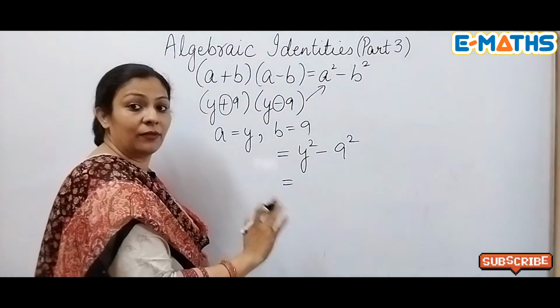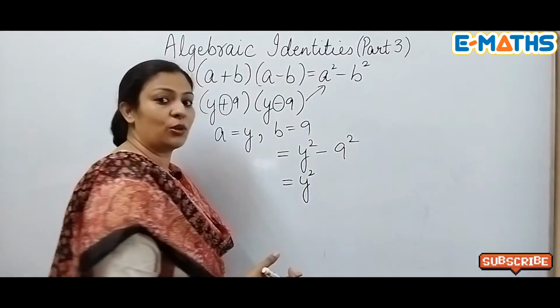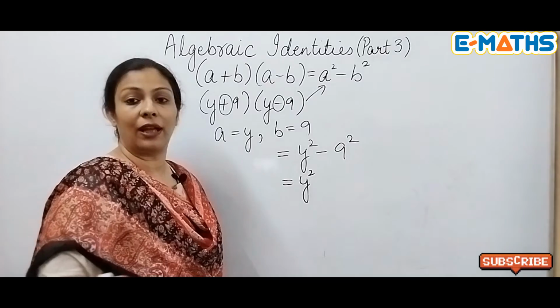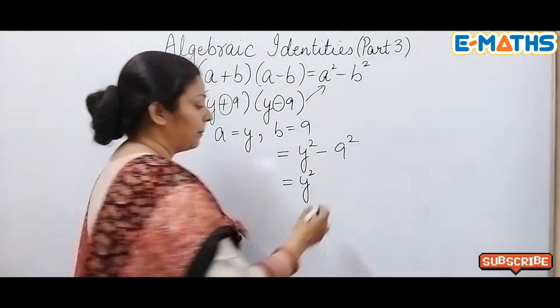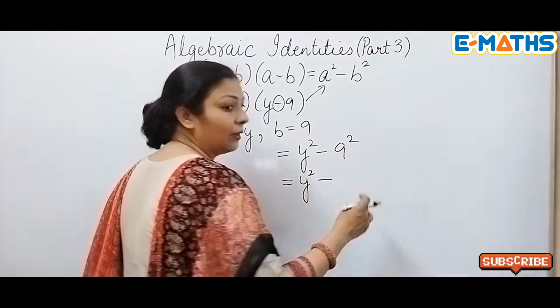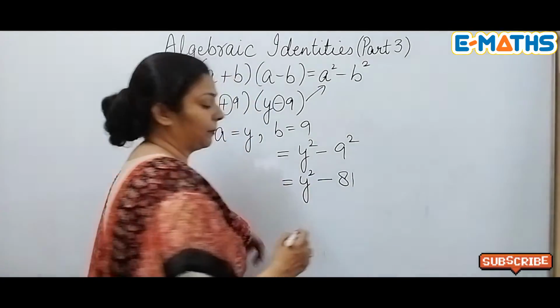Your y square will remain y square, because if you remove this square, it will become only y, and the value will be changed. So for variables, you have to keep the same power. But here 9 square can be solved, which is 9 into 9 and gives us 81.